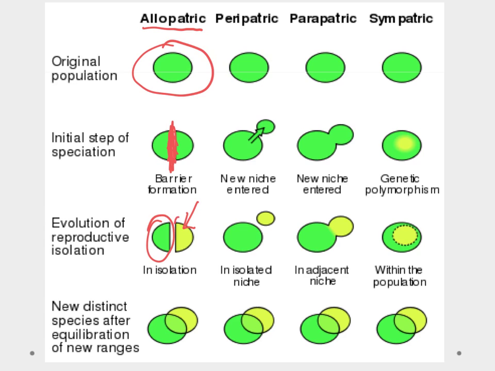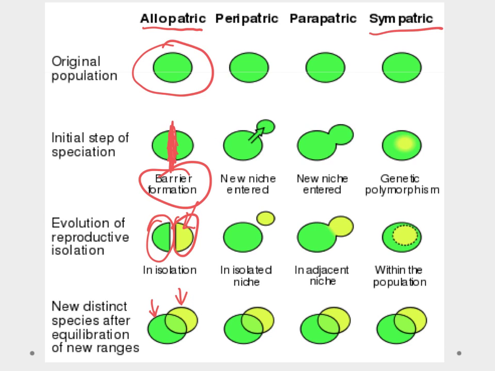And then we'll end up with our two species that even if we take away that barrier, we still end up with our two distinct species. So allopatric means that there's a physical barrier that is formed. Now, the opposite of that would be sympatric.